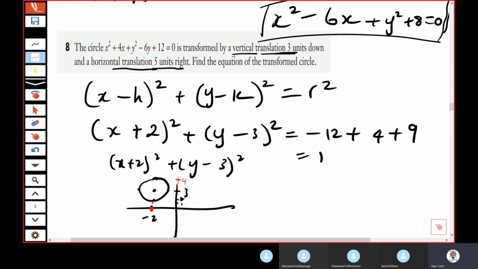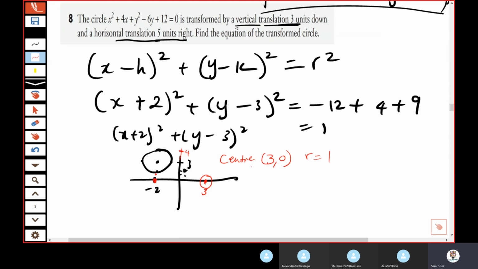And the horizontal translation 5 units to the right. So horizontal, it's been moved 5 units to the right. So 5 units to the right would be here. So my center is what now? My center now is x is 3, y value of 0. My radius is still going to be 1. So now you got to write a new equation with this.